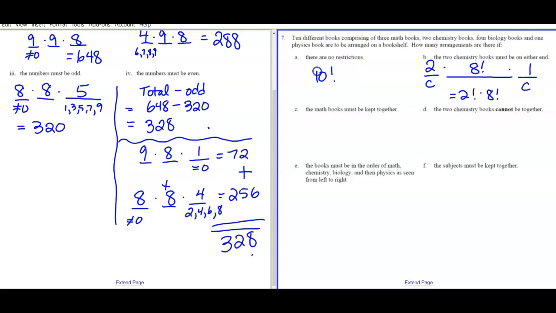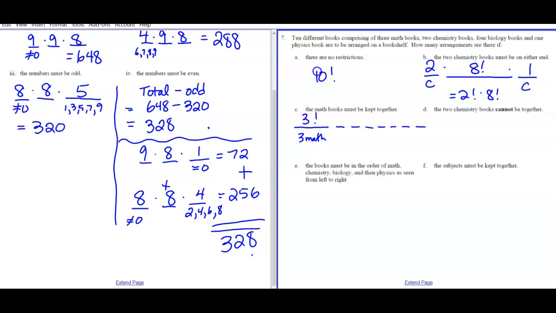Okay. Then there's 10 books, math books, there's 3 of them. So I'm going to do the 3 math books here. So this is kind of like the ones we were doing before. And then 1, 2, 3, 4, 5, 6, 7 other books. Okay, so the 3 math books, there's 3 factorial ways of arranging those.